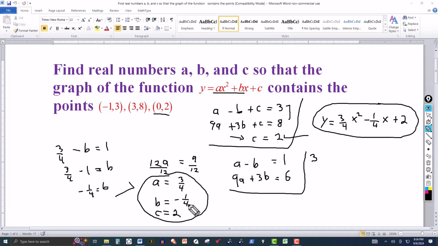In this case we used a system of equations with three variables a, b, c, and we got the solution.